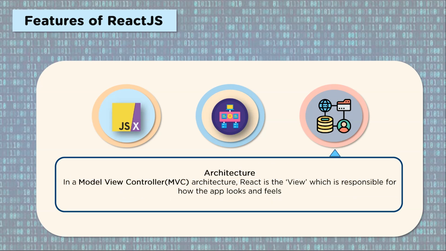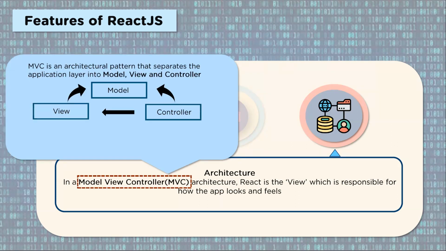The architecture that React.js uses is a model view controller based architecture, and React sits at the view, which is responsible for how the application looks and feels. In an MVC architecture, the controller maps to the functional flow of the application, and the model maps to the data store or the data mapping mechanism in your app, while the view maps to the HTML templates that are rendered on the screen.